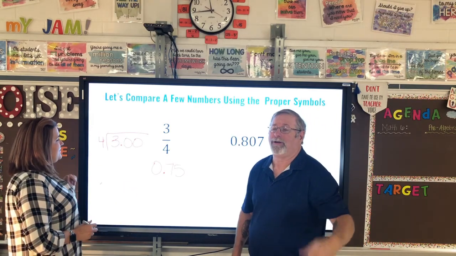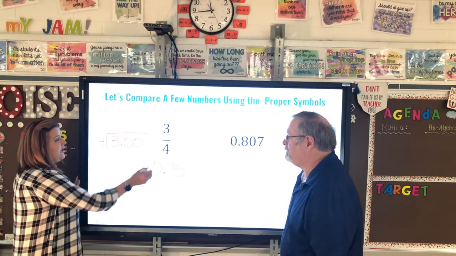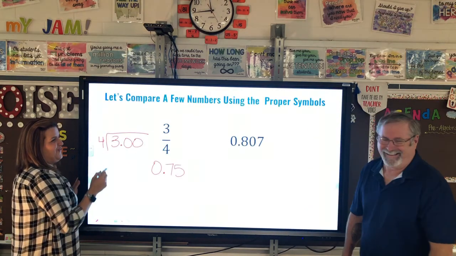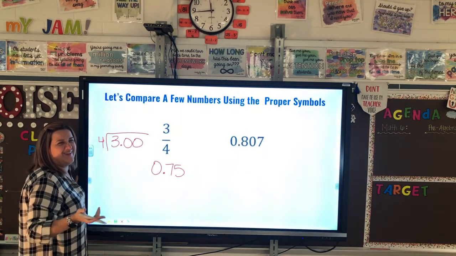That's right, because she's a long division kind of girl. So the 3 goes on the inside. 3 divided by 4. I don't even know what that means.